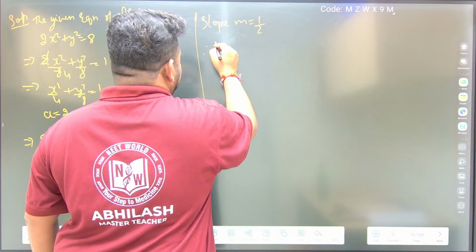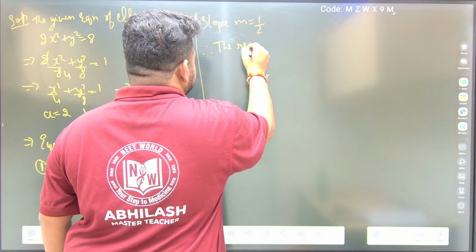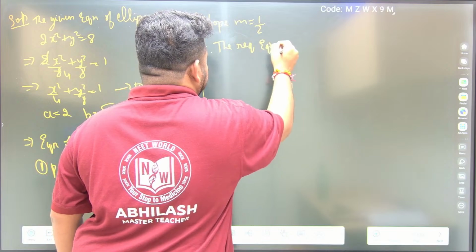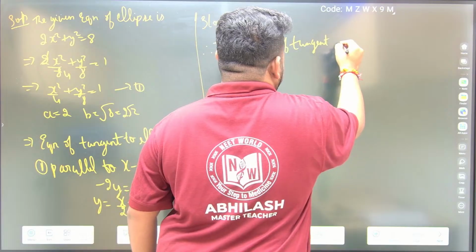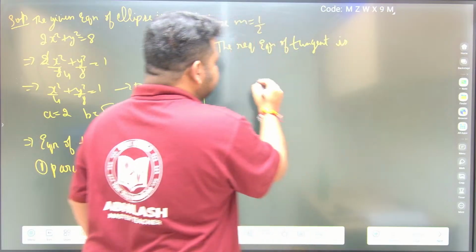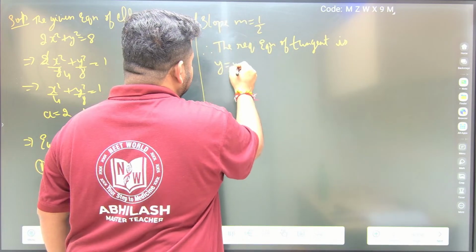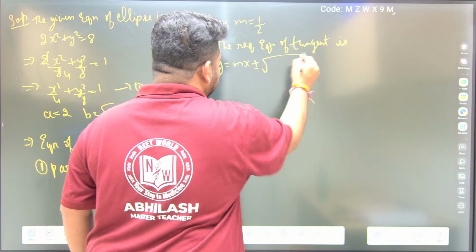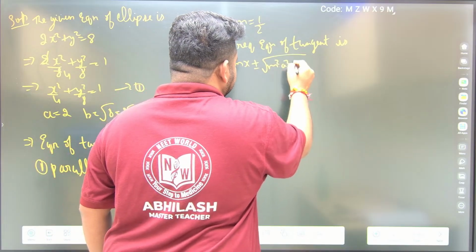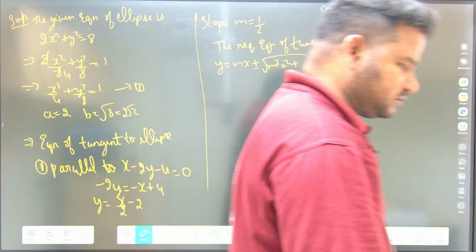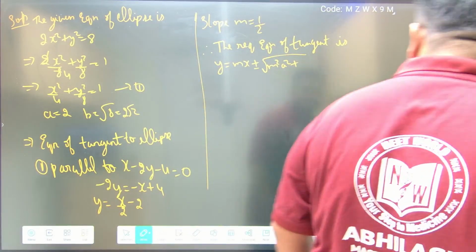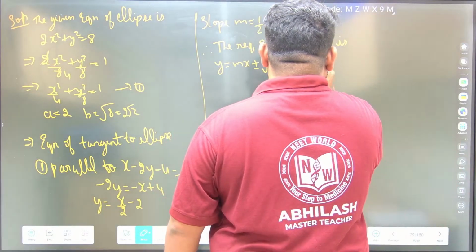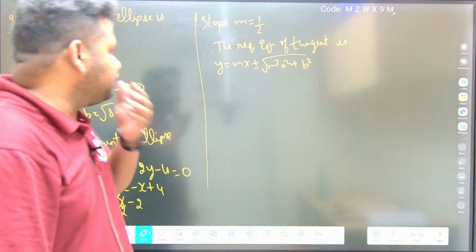Therefore the required equation of tangent is given by y is equal to mx plus or minus square root of a square m square plus b square. This is the required equation of tangent, and we have to make a note of it, very important.